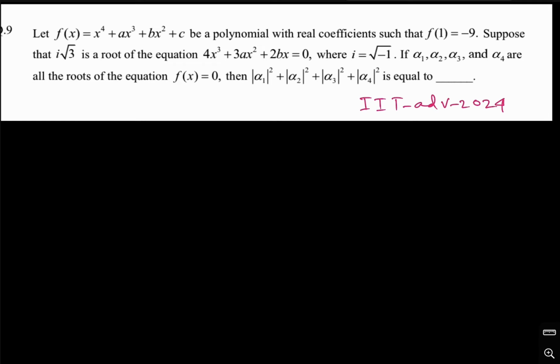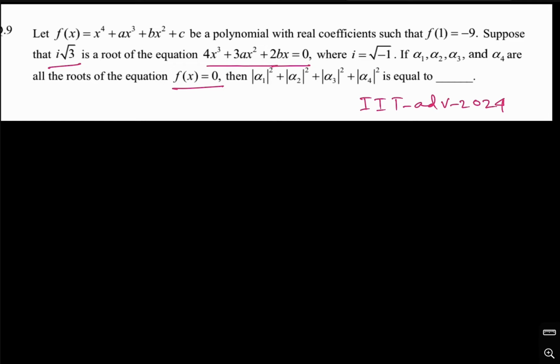Okay. Given f(x) is a polynomial of degree 4 with f(1) equal to -9, and there is another equation provided: 4x³ + 3ax² + 2bx = 0. One of its roots is i√3. And if α1, α2, α3 and α4 are the roots of this equation f(x), then we have to find the value of |α1|² + |α2|² + |α3|² + |α4|².